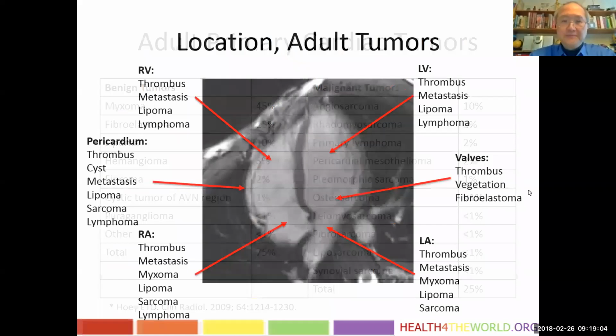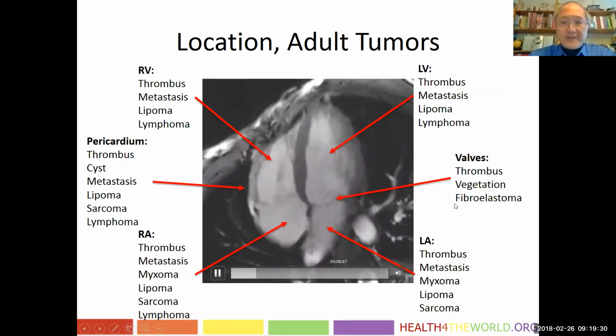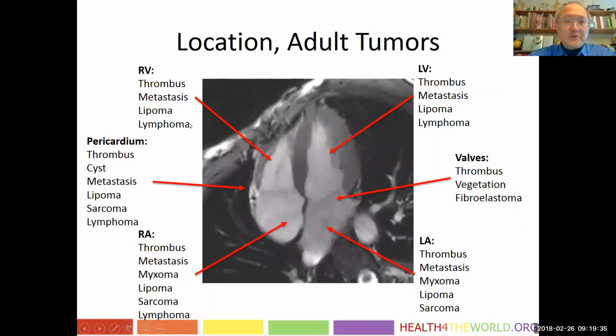Now, most tumors can grow anywhere, but certain tumors tend to occur in a particular place. So the locality of a tumor as discerned by imaging, either by echo, MR, or CT, is an important piece of information. For example, in the right ventricle, we could see thrombus, which we can see in just about every chamber. Metastatic disease, again, we can see pretty much in every chamber. But lipoma tends to be on the ventricle side, so the RV and the LV.